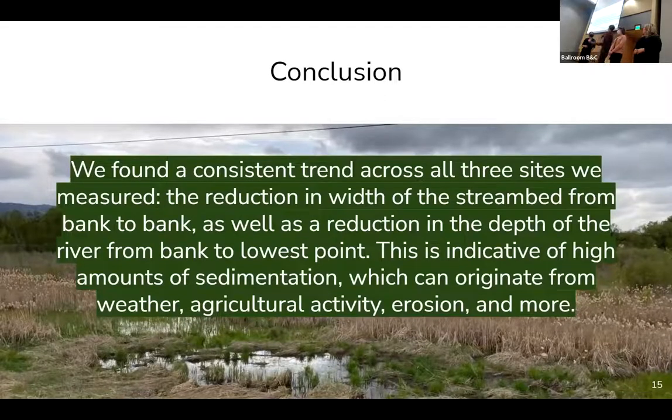So in conclusion, we found a consistent trend across all three sites we measured: a reduction in width of the stream from bank to bank, as well as a reduction in the depth of the river from bank to lowest point. This is indicative of high amounts of sedimentation, which can originate from weather, agricultural activity, erosion, and more.